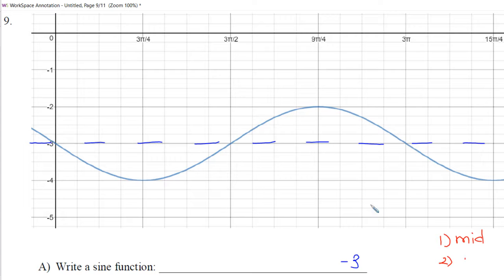And the second thing is your amplitude. It looks like it's going up or down 1 from my midline, so it's just 1. My amplitude is 1. And then I know that this thing is a sine function because it told us so. And I know this one is a cosine function because it told us so. Good. My third step is to find our period.